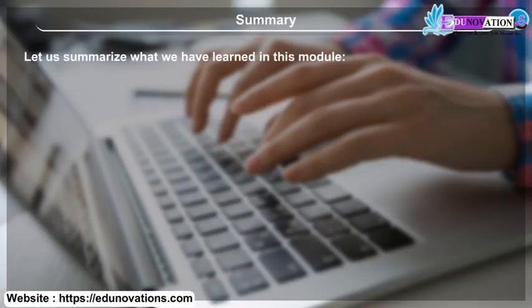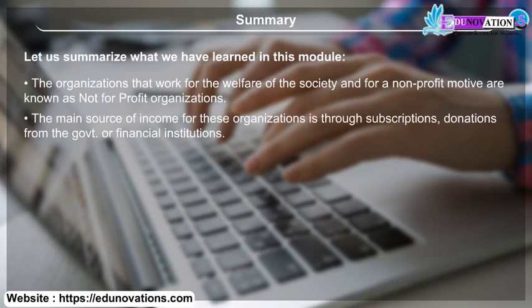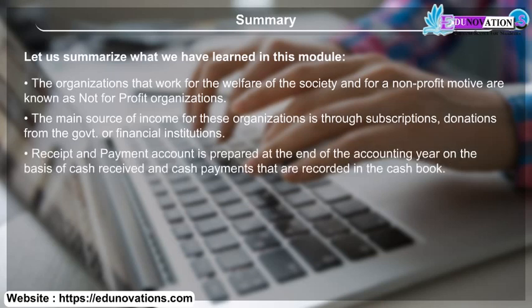Summary. Let us summarize what we have learned in this module. The organizations that work for the welfare of society with a non-profit motive are known as not-for-profit organizations. The main sources of income for these organizations are subscriptions and donations from the government or financial institutions. The receipt and payment account is prepared at the end of the accounting year on the basis of cash received and cash payments that are recorded in the cash book.